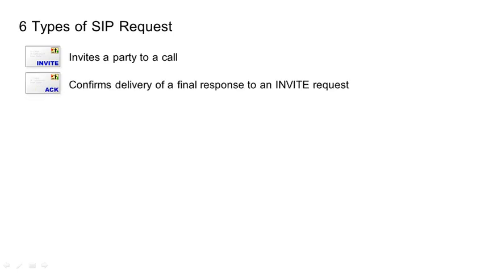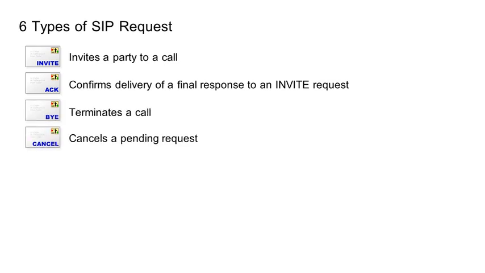The SIP RFC defines 6 types of request. So far, we've looked at the INVITE, used to invite another party to a call, the ACK that confirms reliable delivery of a final response to an INVITE, the BYE that terminates a call, and the CANCEL that cancels a pending request. Next, we'll learn about the OPTIONS request.